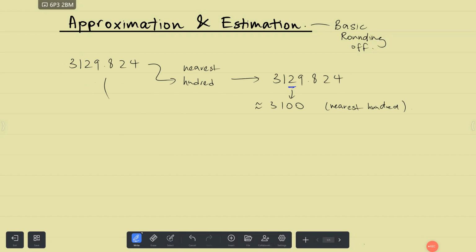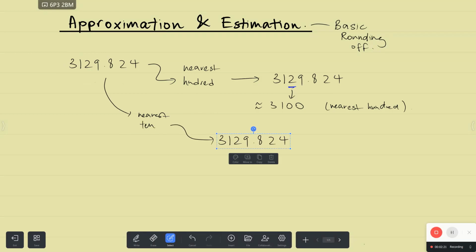Right, next, if we have to round off to the nearest 10, in this case, you have to look at the ones place, and the ones place will tell you to round up. In this case, you get 3,130. Right, so that is the nearest tens place.